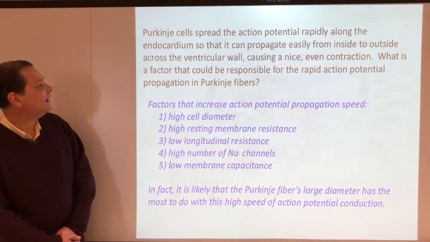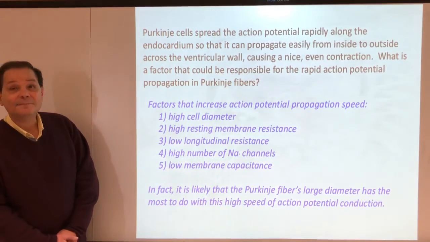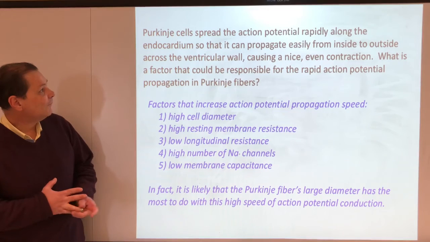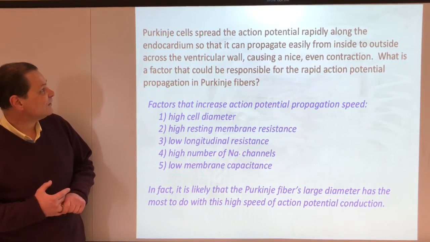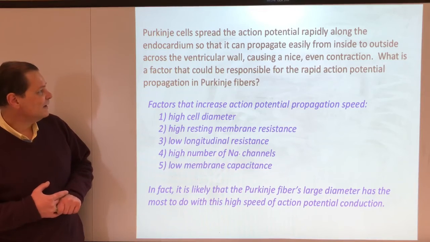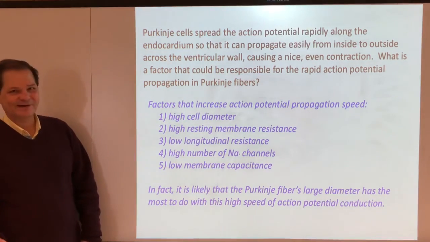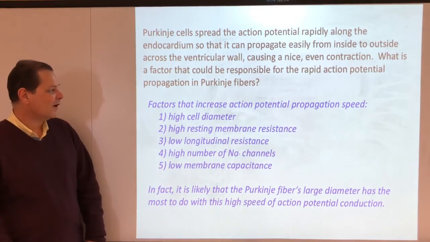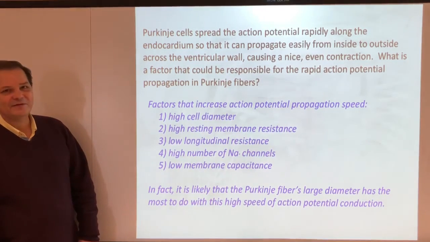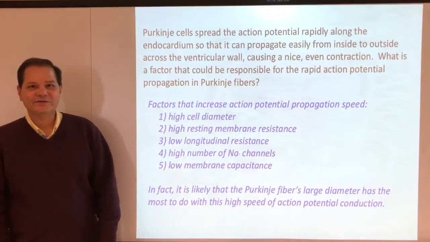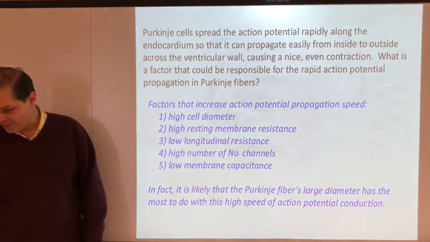Our next mastery question: Purkinje cells spread the action potential rapidly along the endocardium, causing a nice even contraction. What is a factor that could be responsible for the rapid action potential propagation of Purkinje fibers? This is my way of asking the same thing that I just asked the slide before. In this case, you're looking for factors that would increase propagation speed, and I just went through all of these. It would just be a change in the opposite direction.